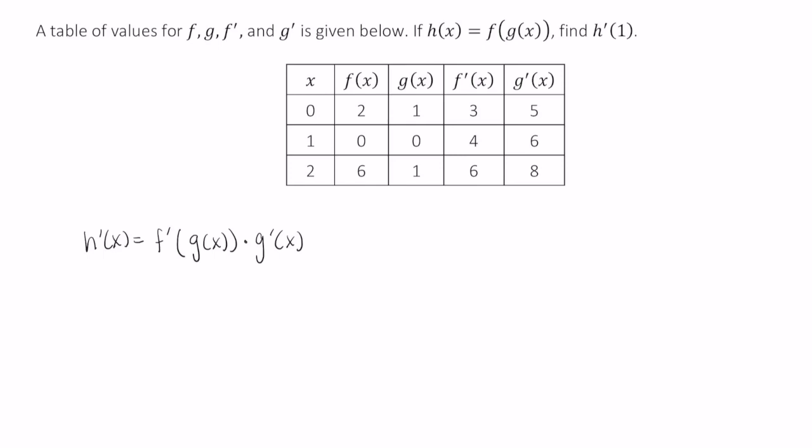Now we can use our table to figure out what g of x is. But we didn't want this formula. We really just wanted to find the derivative of h evaluated at 1. So that's f prime of g of 1 times g prime of 1. If you notice, I just replaced this x value, or both of these, with a 1. And so this one will also have a 1.